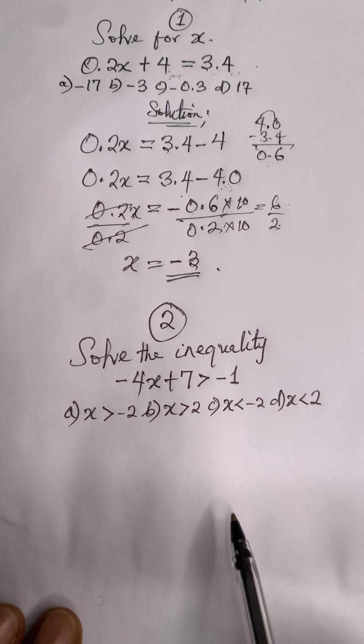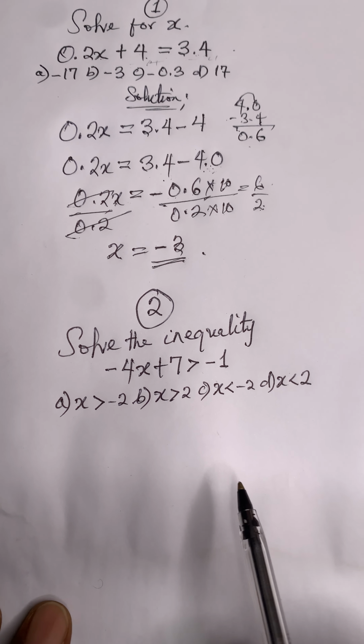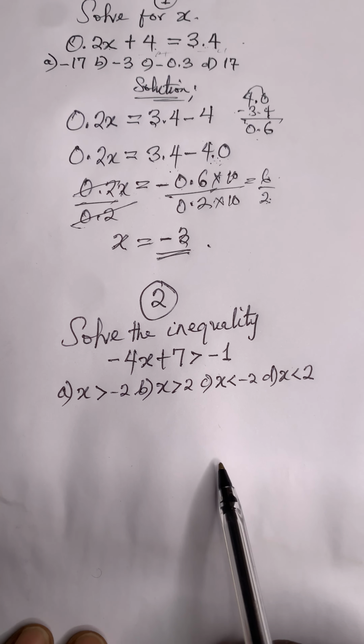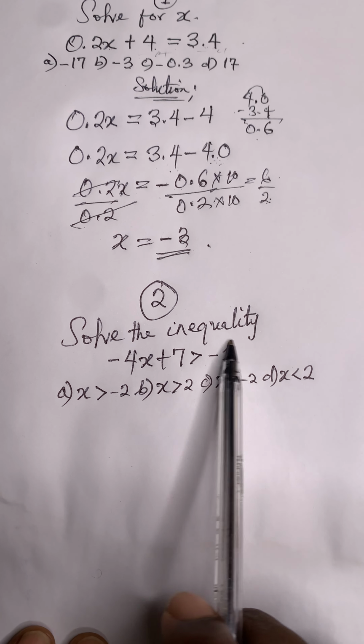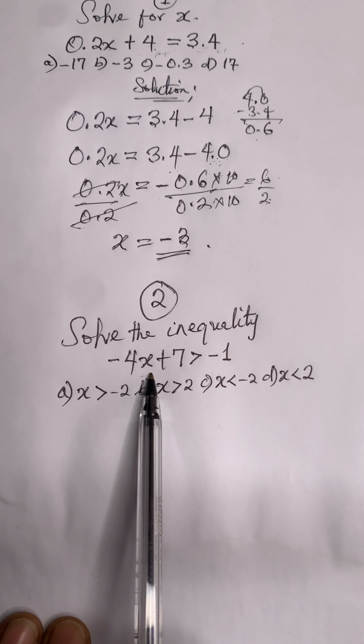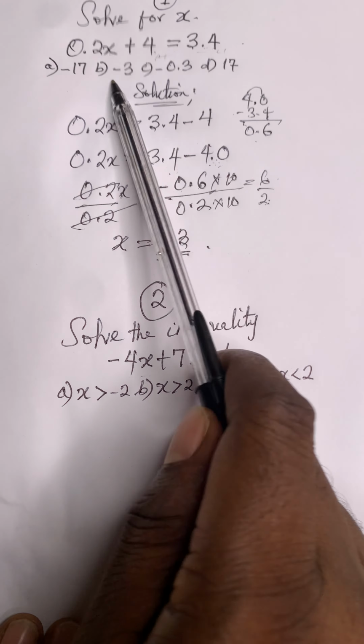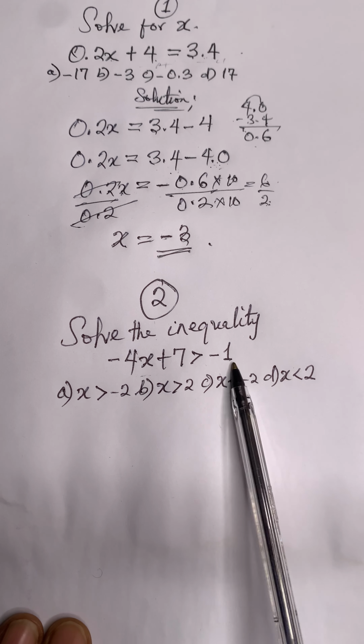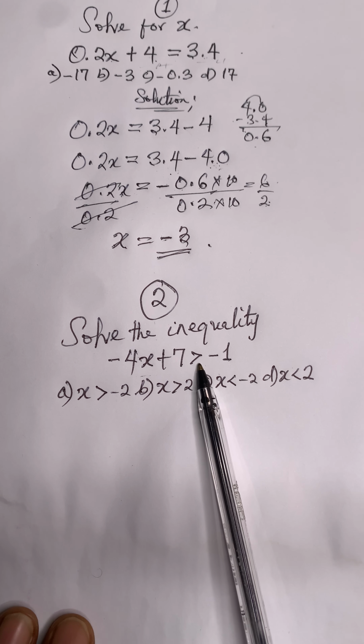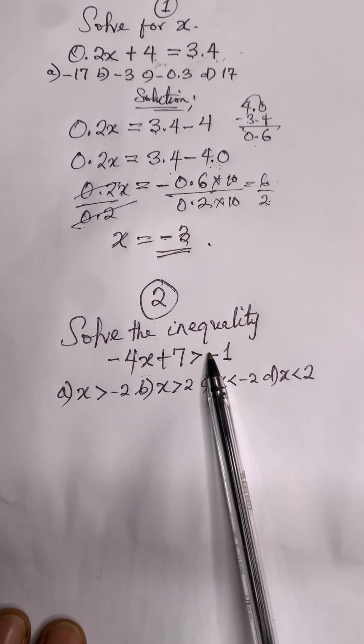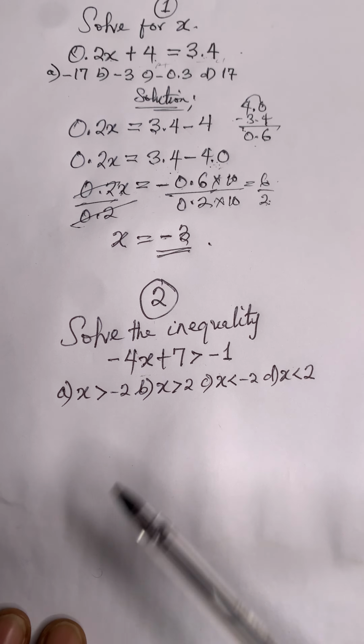So basically, I pay attention to the most repeated questions, the topics they usually repeat most. Now, linear inequality is one of them. If you check this question, it looks like a normal linear equation. But the problem is that they use one of the inequality symbols, which is greater than in this case. It could be less than, it could be greater than or equal to. There are rules to these things.